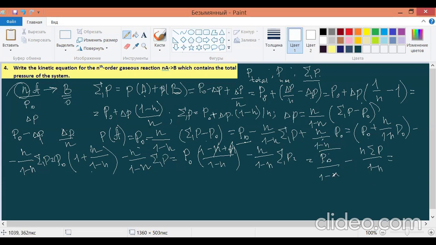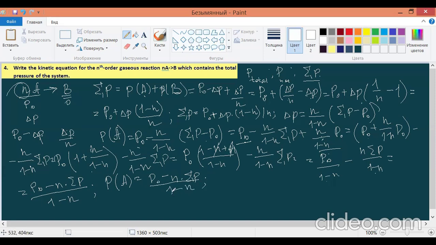As we can see, these two fractions have got the same denominator. For that reason, we can write that it is equal to p sub 0 minus n times sigma p over 1 minus n. Yeah, okay. Now we've got the expression. Let me rewrite it. So p of A is equal to p0 minus n times sigma p, again, by sigma p I mean the total pressure of the system, over 1 minus n.